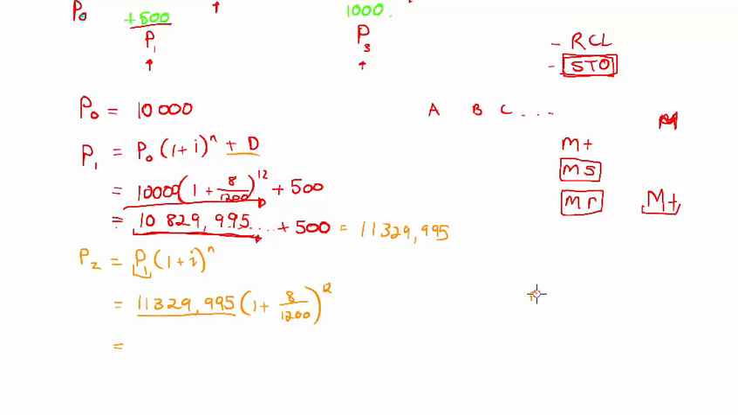So you press recall. Hopefully you stored it in A. Recall A. Or actually this was the second amount because you stored this in B.